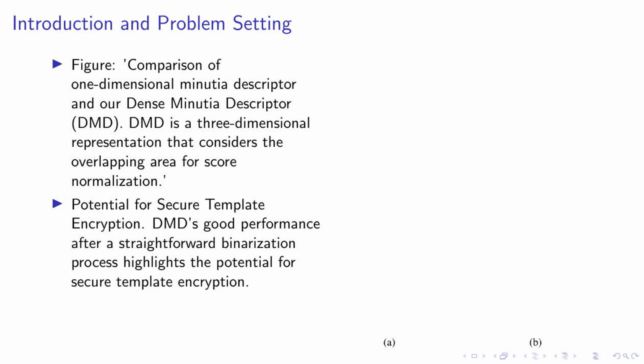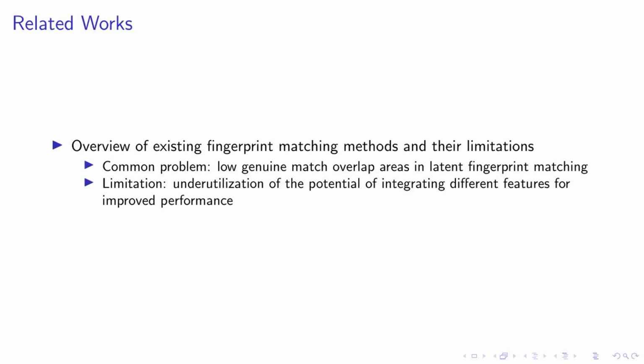In this slide, we delve into the existing fingerprint matching methods and their limitations. A common challenge in the field is the low genuine match overlap areas in latent fingerprint matching. This is due to the inherent poor quality of latent fingerprints, often found at crime scenes, which are blurred and subject to background noise interference.